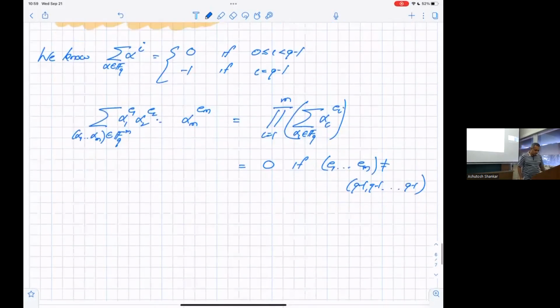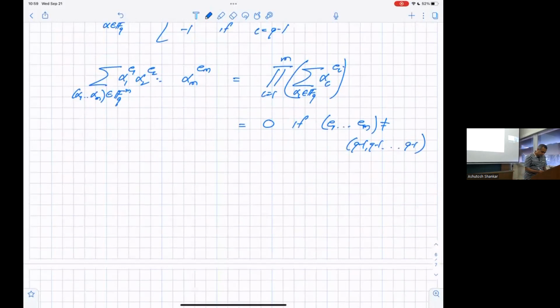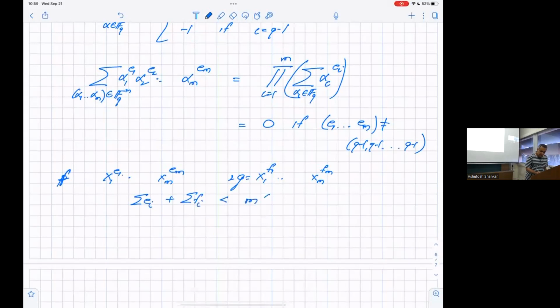So what does that mean? That means that suppose I take two monomials, x_1 to the e_1 through x_m to the e_m, and x_1 to the f_1 through x_m to the f_m. I take two monomials of this. Let's call this polynomial f, and this the polynomial g. And furthermore, I have that the sum of the e_i plus the sum of the f_i is strictly smaller than m times (q minus 1).